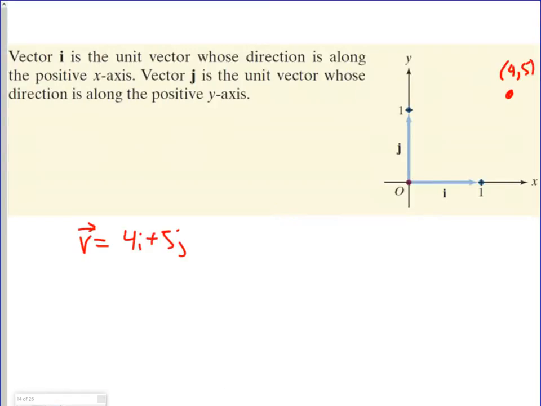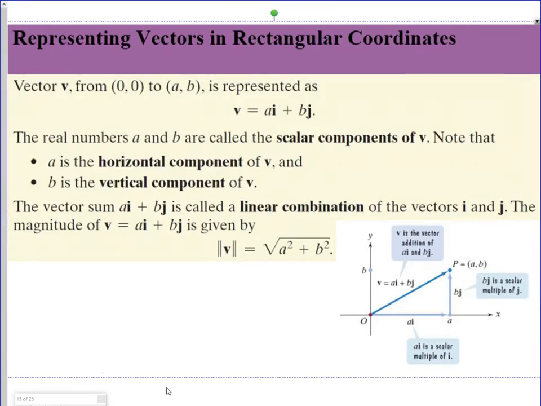So here's the fancy talk for that. Vector v from 0, 0 to (a, b) is represented as vector ai plus bj. The real numbers a and b are called scalar components of v because they're stretching them in that direction. A is a horizontal component, b is a vertical component.